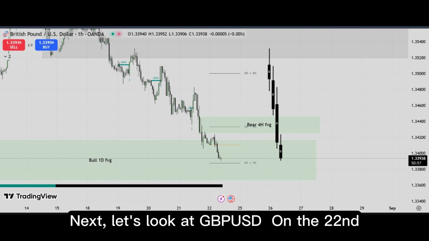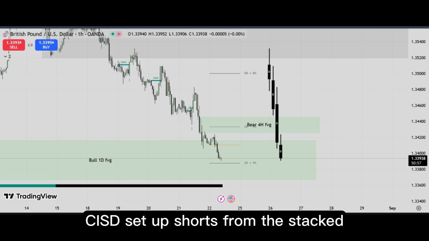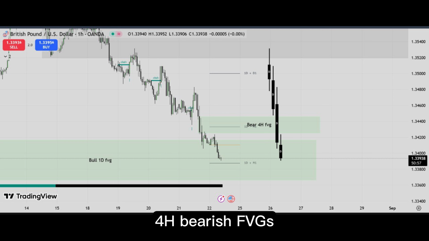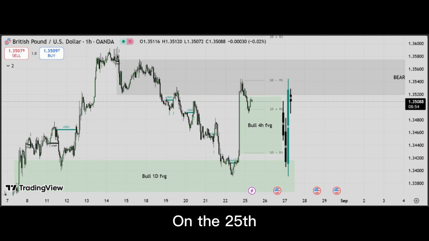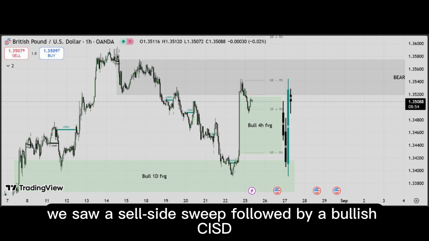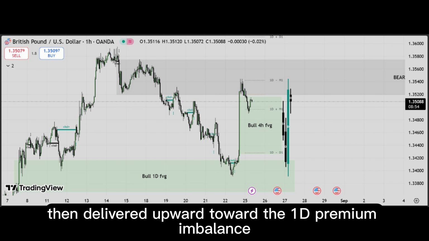On the 22nd, GBPUSD was bearish from premium pricing. A buy-side sweep and bearish CISD set up shorts from the stacked 4H bearish FVGs, delivering into the 1D bullish FVG. On the 25th, we saw a sell-side sweep followed by a bullish CISD. Price tapped the 4H bullish FVG, then delivered upward toward the 1D premium imbalance.